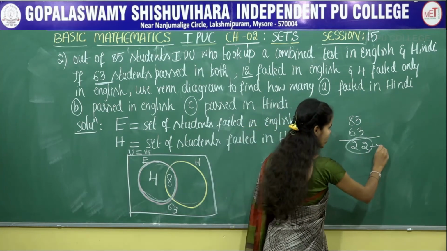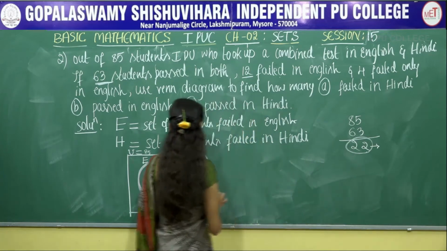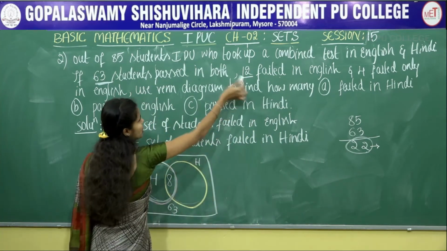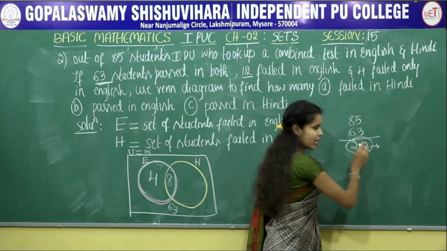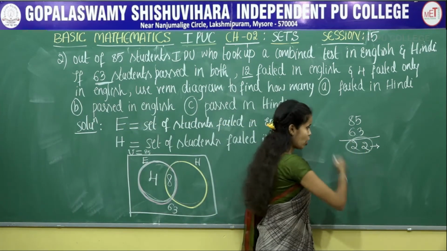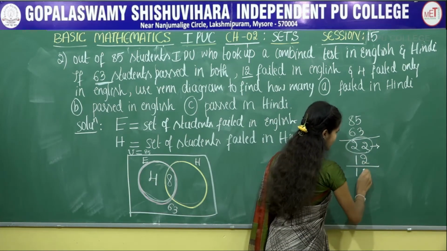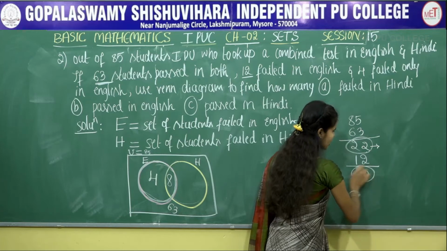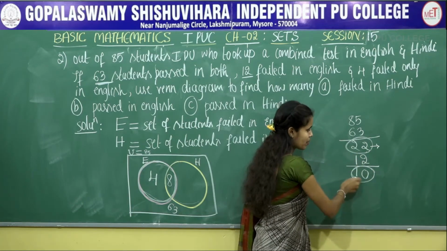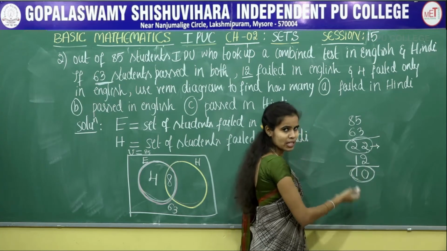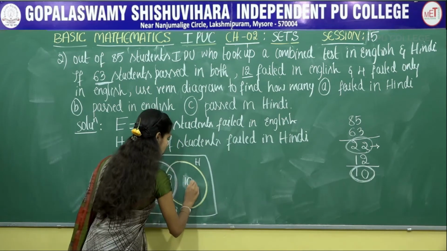So 22 students failed in either Hindi or English. But here, 12 students failed in English. So out here, 22 students failed in any one of the subjects. Out of 22, 12 students failed in English, so the remaining 10 failed in Hindi. Remaining 10 members failed in only Hindi.